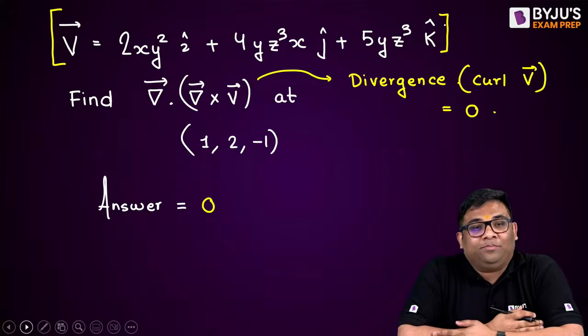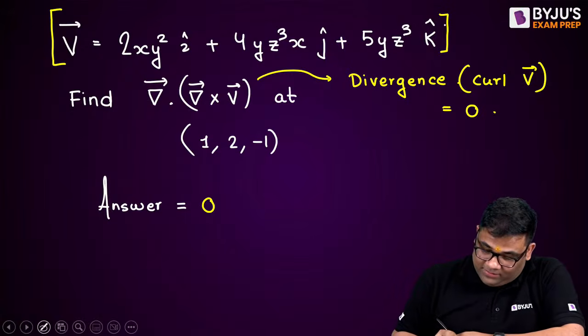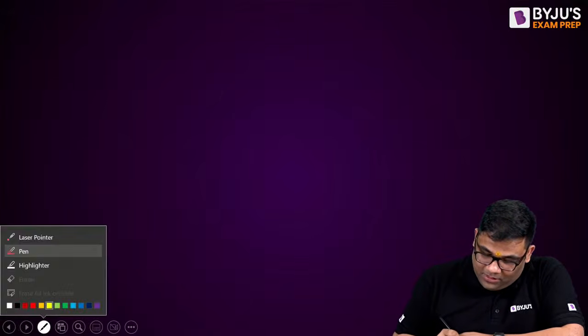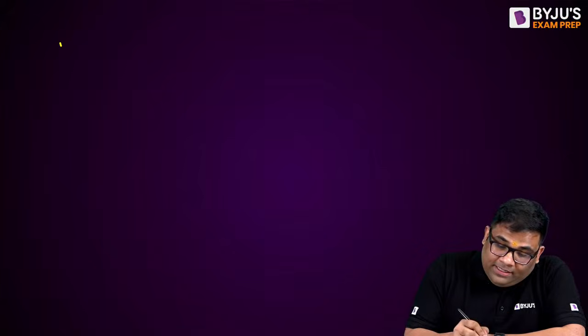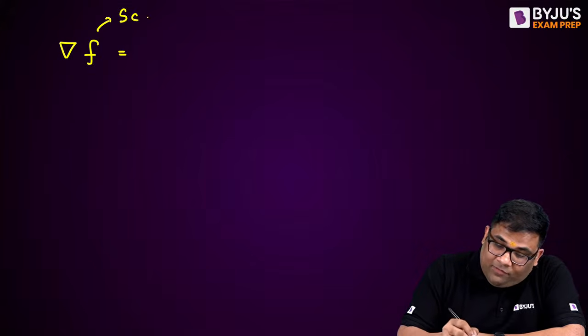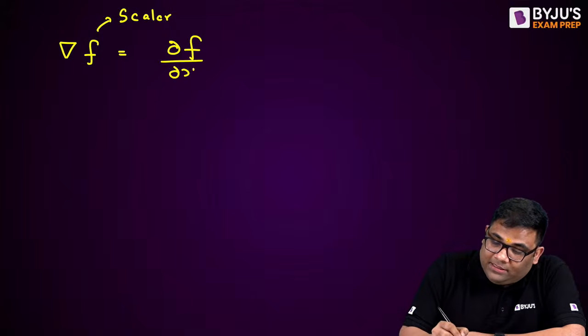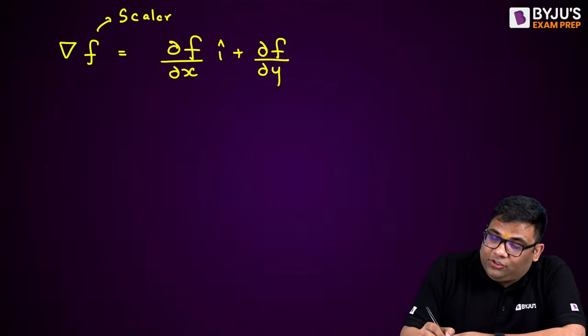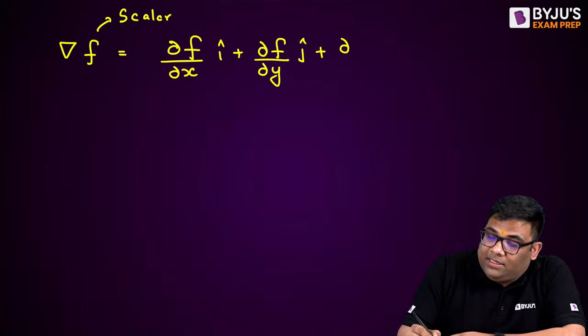Everybody is clear now? Let us revise what you have studied till now. First of all, I studied what is a gradient of f. Gradient of f is very simple. This f will be a scalar function. This gradient of f will be del f del x i cap, then del f del y j cap plus del f del z k cap.